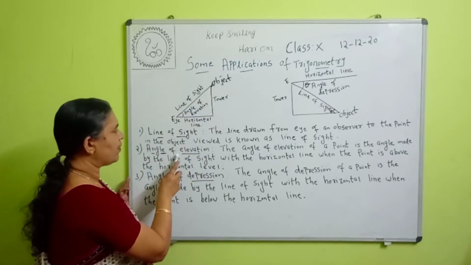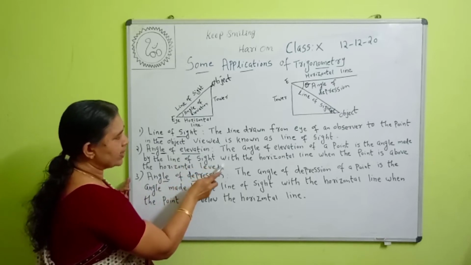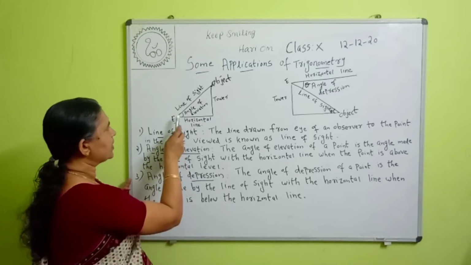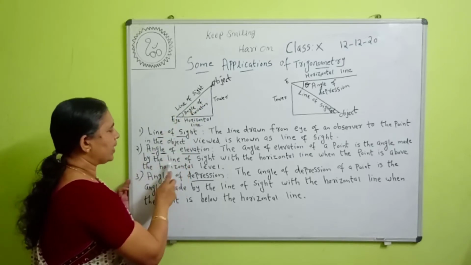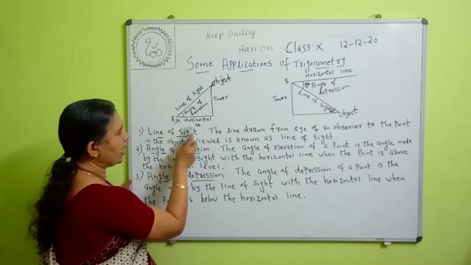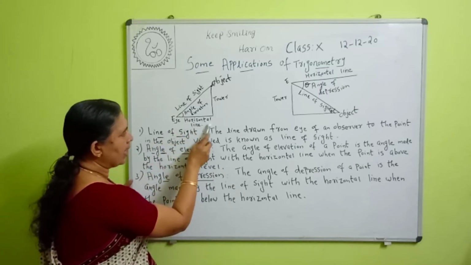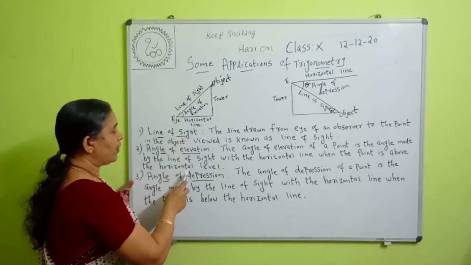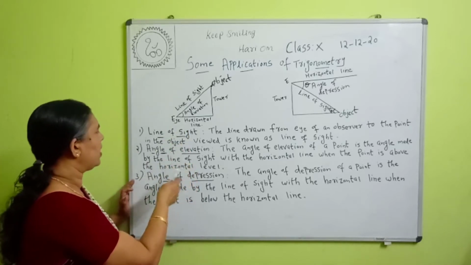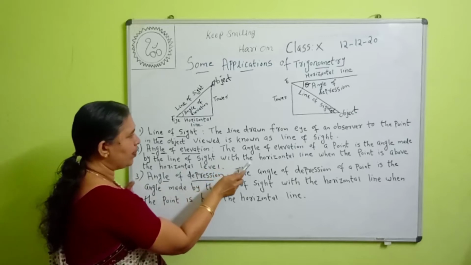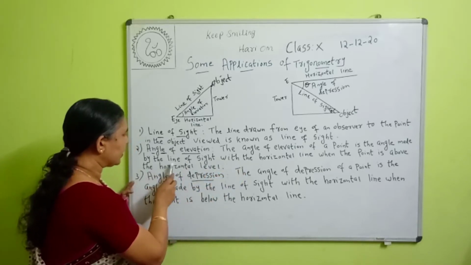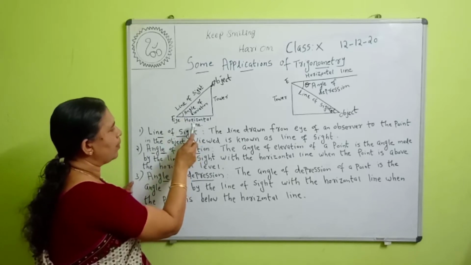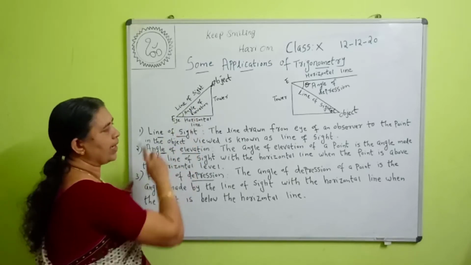Then what is the angle of elevation? The angle of elevation of a point is the angle made by the line of sight with the horizontal line when the point is above the horizontal level. Here the line of sight is this. So the angle of elevation is measured when the point is above the horizontal level.